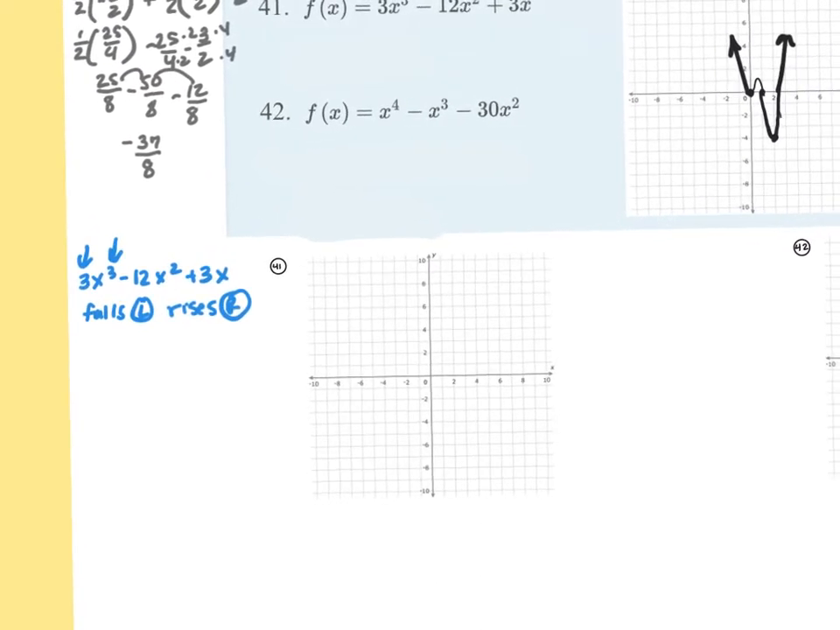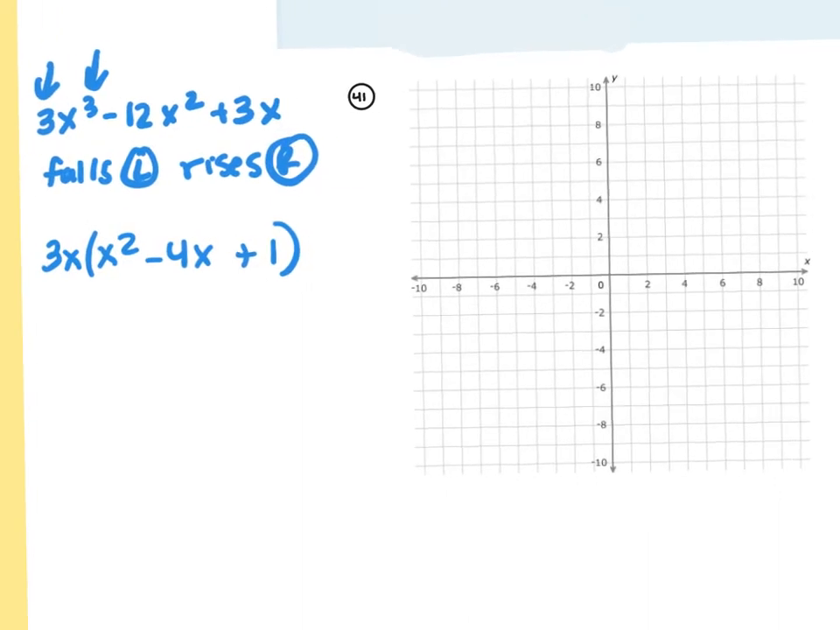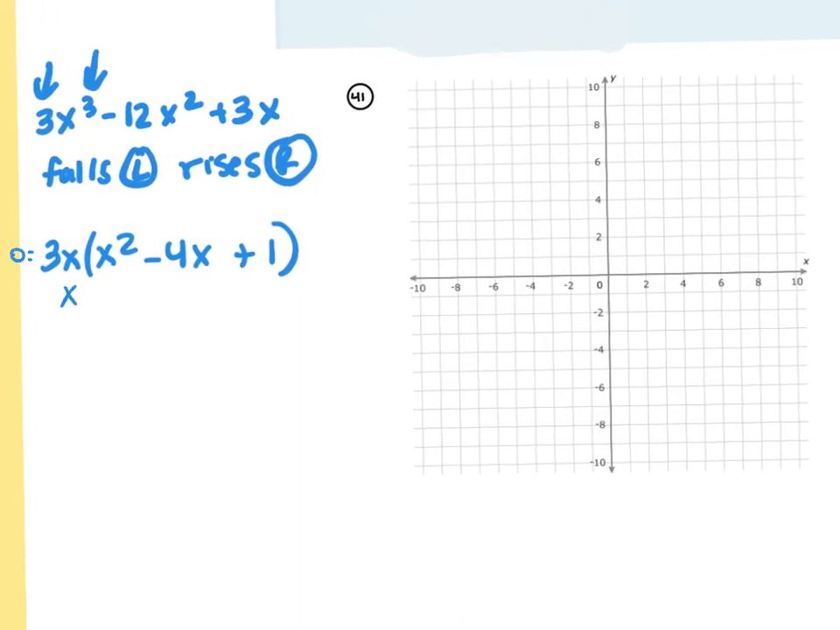To get the zeros, I can take out a 3x. There's no factors of 1 that sum to 4x. So this set's equal to 0, and x is 0 from there. But the second one, you have to do the quadratic. Negative b plus and minus the square root of b squared minus 4 times a times c all over 2 times a.